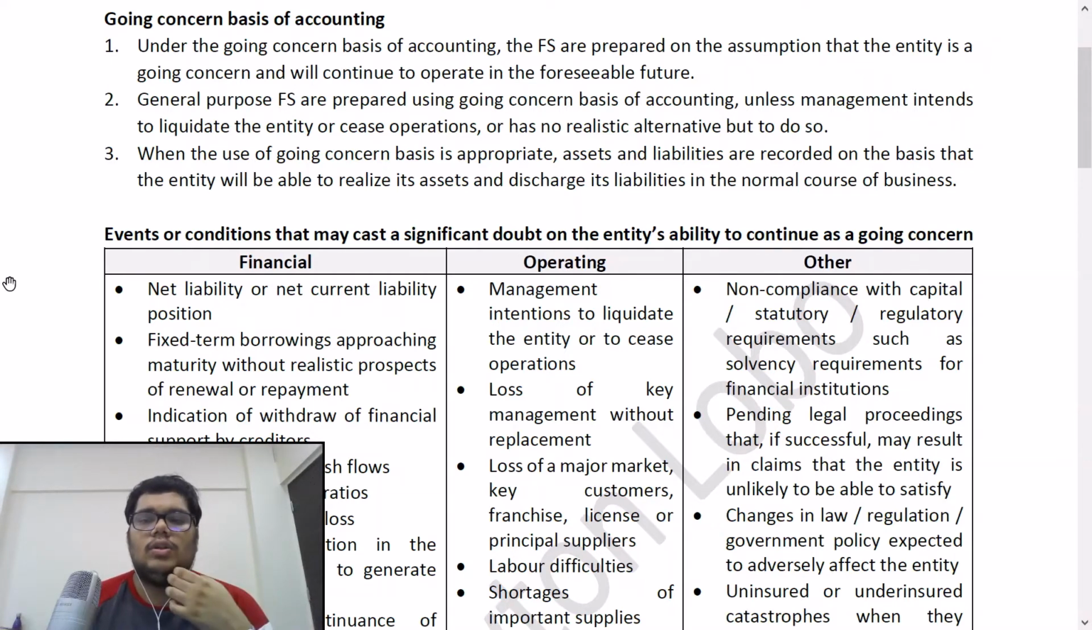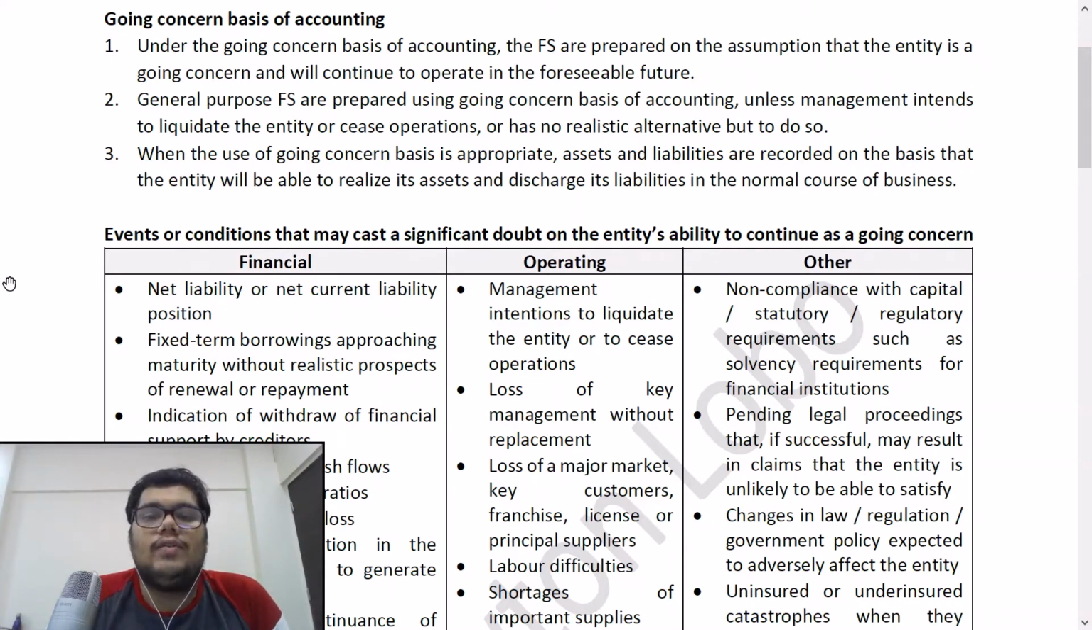So it talks about three reasons here why the going concern basis may not hold true for a company. It is because management is intending to liquidate the company. Management just wants to shut down the company for some reason. Cease operations, management wants to shut down operations, or it has no realistic alternative but to do so.